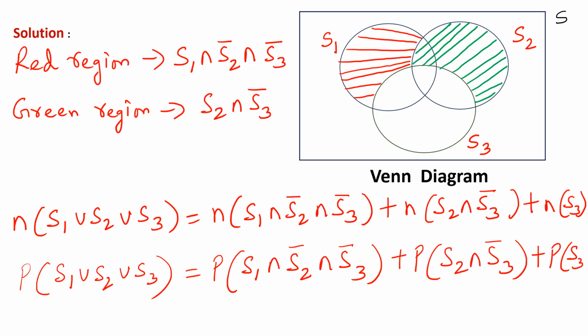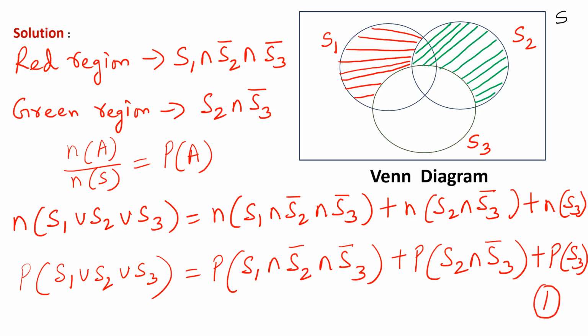Because we know that if A is a set or an event and S is the universal set, then n(A) upon n(S) represents the probability of A, right? Now students, I am calling this equation number 1. Now we move further.